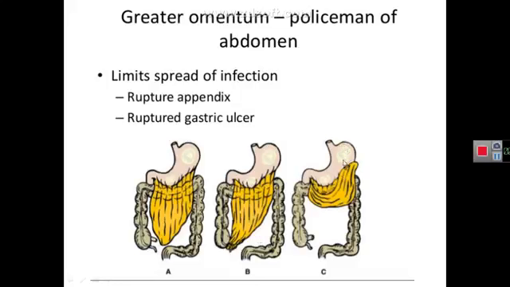Or sometimes there may be a perforated peptic ulcer, gastric ulcer. Because of perforation, contents of the stomach will leak out to fill the peritoneal cavity. So also the apron of the policeman, the greater omentum, will deviate up to close the opening of the perforated ulcer, and that's why it is a policeman of the abdomen. In addition to that, the greater omentum serves in storage of fat and other functions.